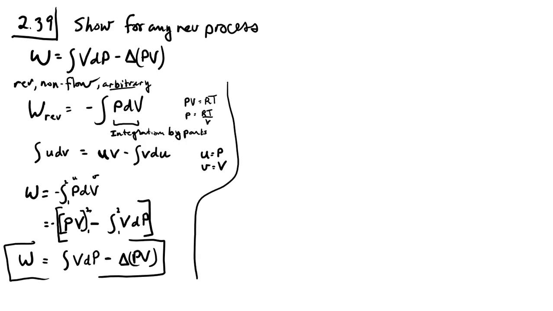All right, so now the second part of the problem says, again, for this reversible non-flow arbitrary process, show that Q is equal to delta H minus the integral of V dP. All right. So where do we go from here?